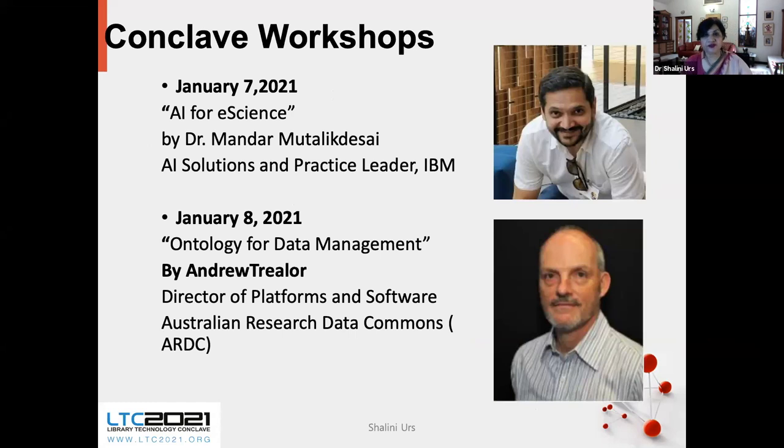And then we are also going to have the workshop, which I mentioned. The first workshop will be on January 7th, provided by Dr. Mandar Mutalik Desai, who is with IBM, on AI for e-science. The second workshop is on ontology for data management by Andrew Taylor, who's the director of platforms and software with the Australian Research Data Commons.